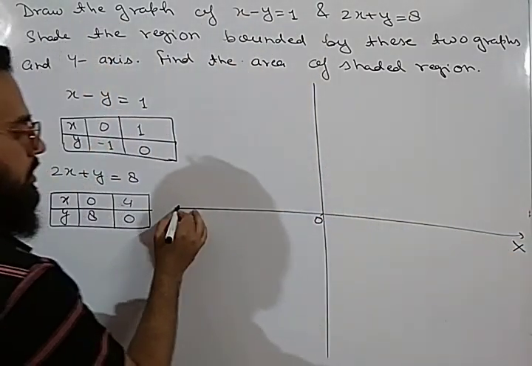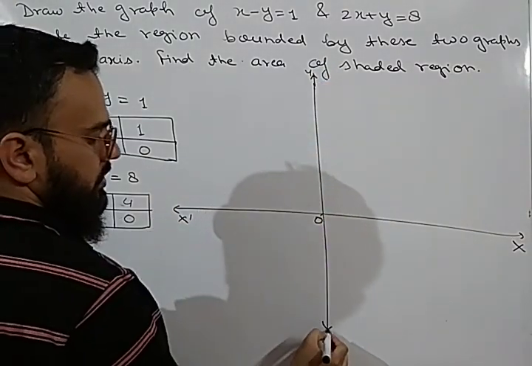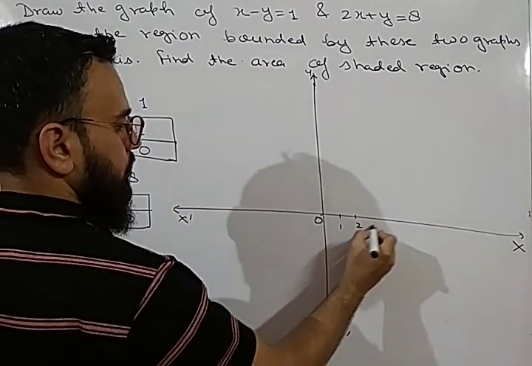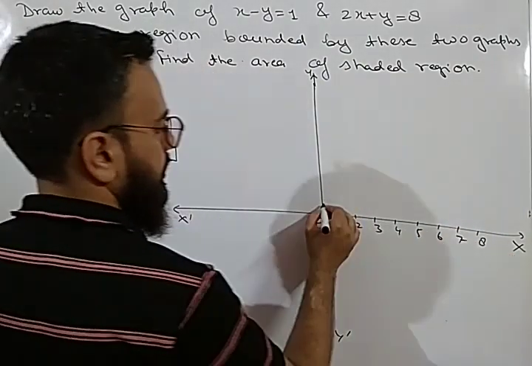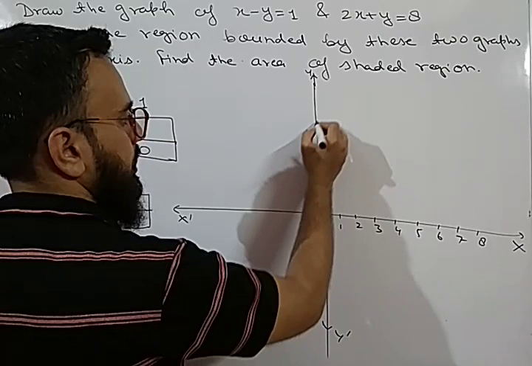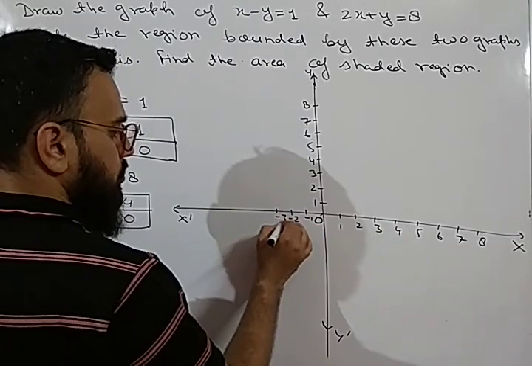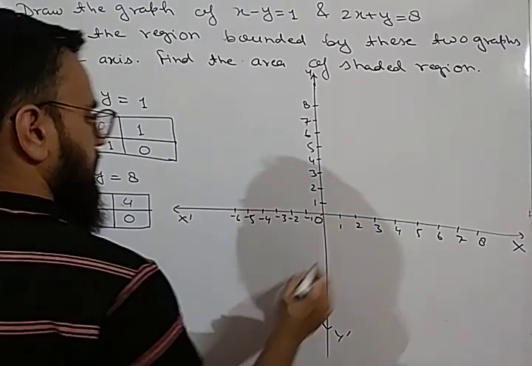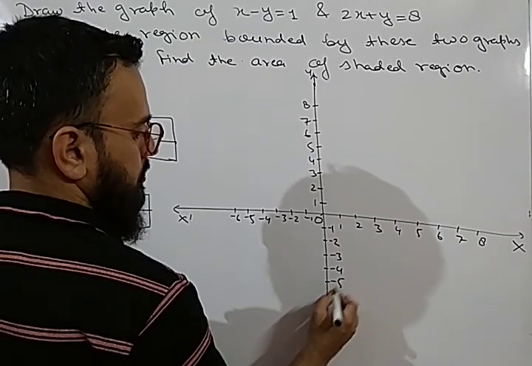X-axis, origin, negative x, then it is y-axis, and it is y dash. Now plot the point. Mark 1, 2, 3, 4, 5, 6, 7 and 8 on the positive side. Then minus 1, minus 2, minus 3, minus 4, minus 5, minus 6 on the negative side.